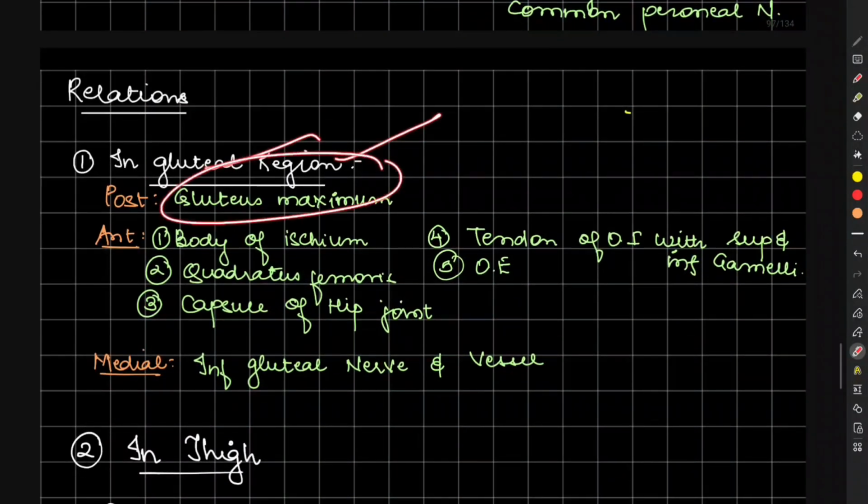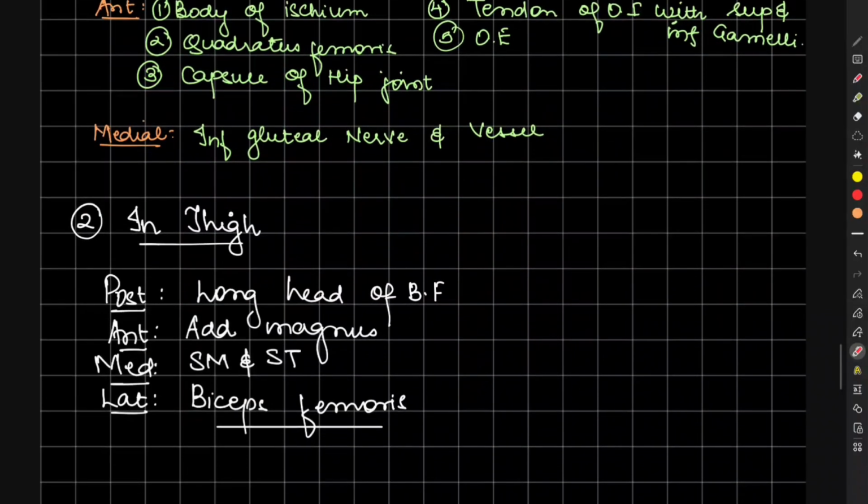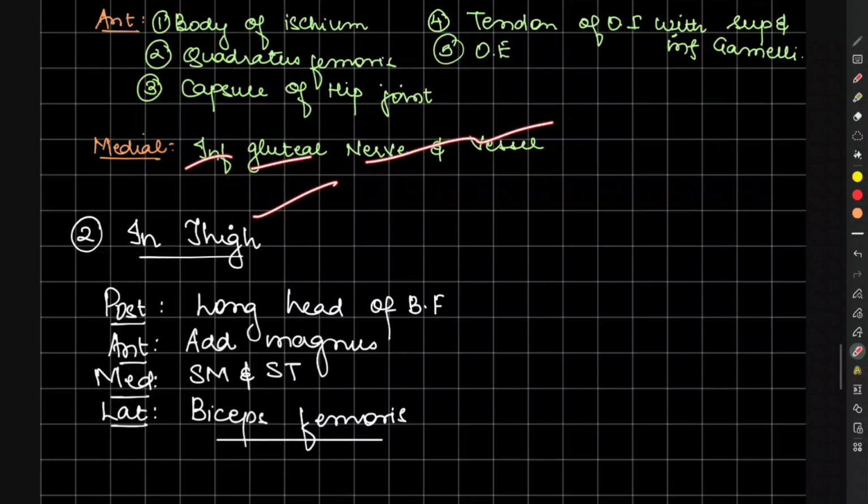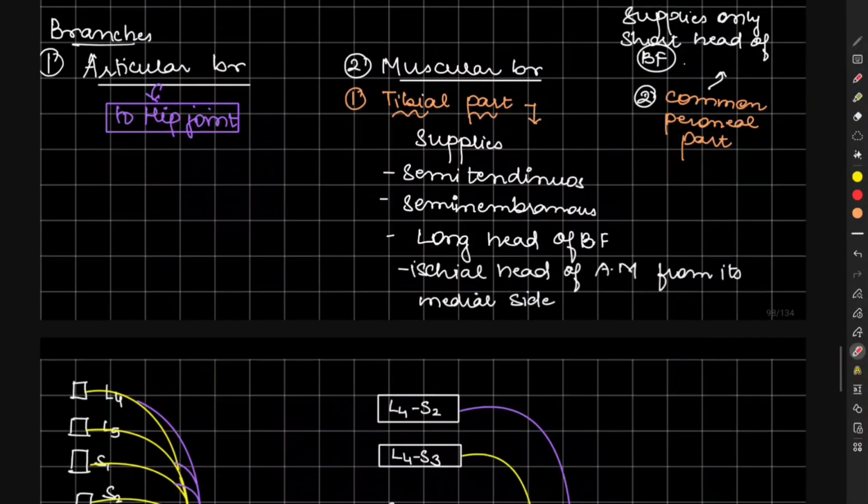Relations in the gluteal region: gluteus maximus posteriorly; anteriorly, body of ischium, quadratus femoris, capsule of the hip joint, obturator internus with the superior and inferior gemelli, and the obturator externus. Medially, inferior gluteal nerves. In the thigh, posteriorly the long head of the biceps femoris, medially semitendinosus, laterally biceps femoris.